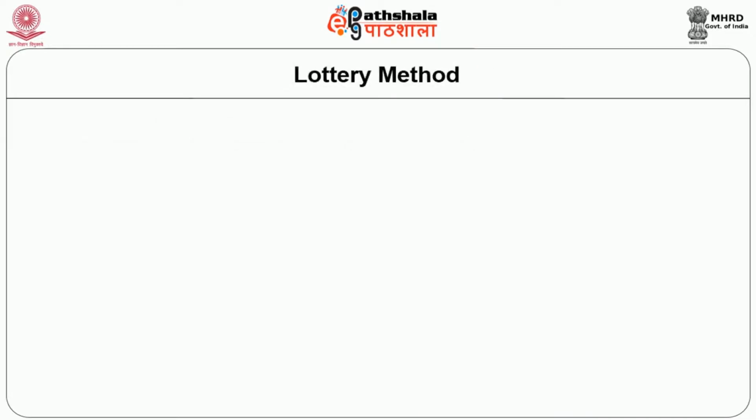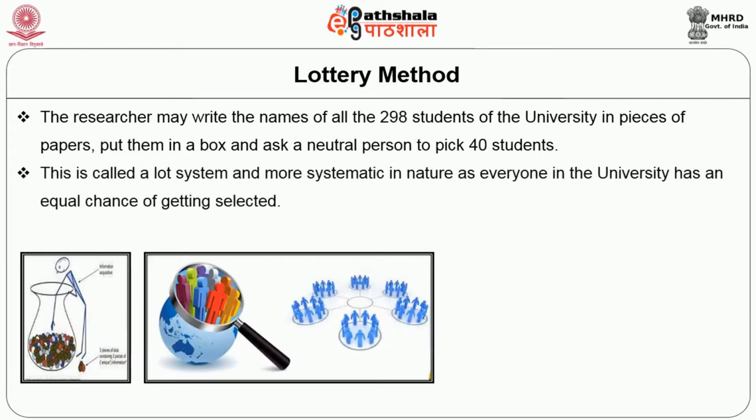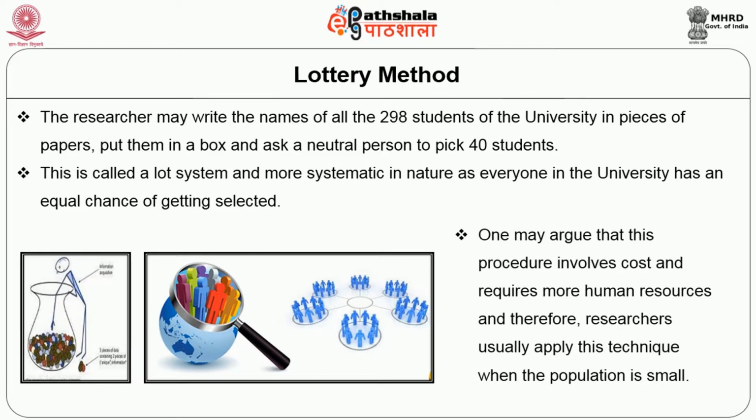In the lottery method, the researcher may write the names of all the 298 students of the university on pieces of paper, put them in a box, and ask a neutral person to pick 40 students. This is called a lot system and is more systematic in nature, as everyone in the university has an equal chance of getting selected. One may argue that this procedure involves cost and requires more human resources, and therefore researchers usually apply this technique when the population is small.